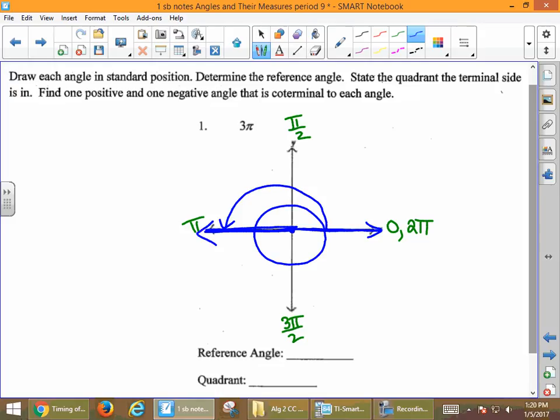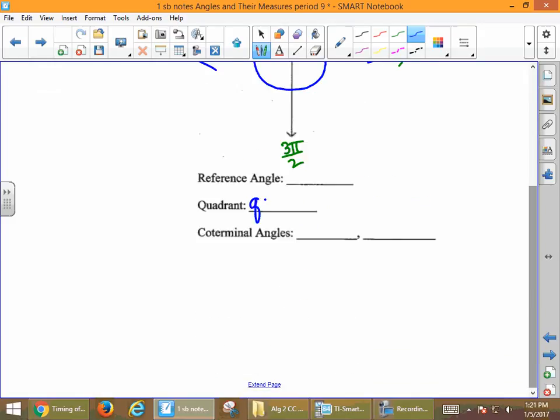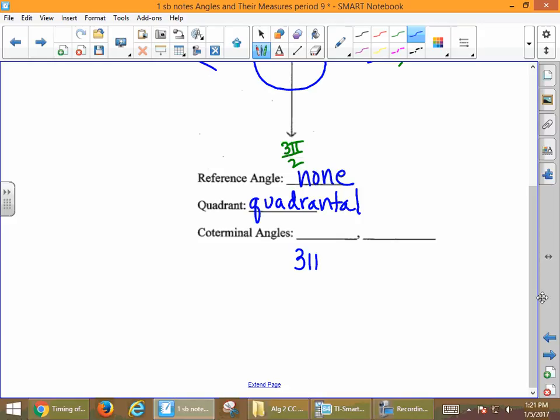And what we see is that our terminal side is on the x-axis, which means what we're working with here is a quadrantal. And consequently, because we're working with a quadrantal, we do not have a reference angle. So the only thing that we can really look at here is the coterminal angles. And remember what we did with degrees. With degrees, we took our angle and we subtracted 360 or we added 360.